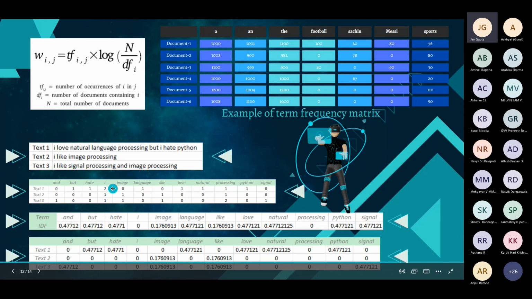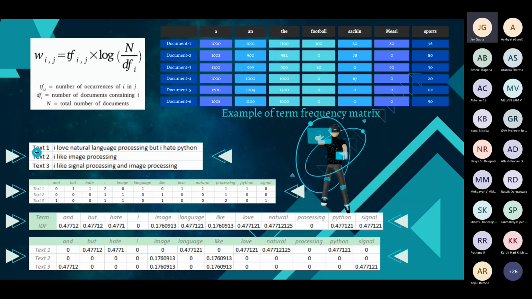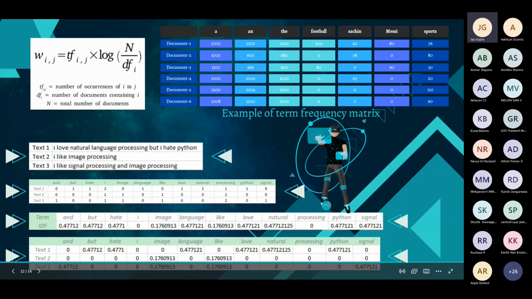For example, we have 3 documents. Another one is "I like image processing." The third document is "I like signal processing and image processing." So this is the term frequency matrix. "And" occurs 0 times in text 1, 0 times in text 2, and 1 time in text 3. Similarly, we will do this for all distinct words and create a term frequency matrix.